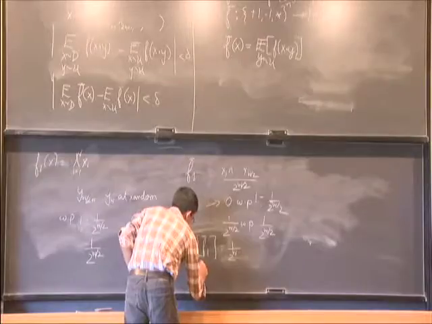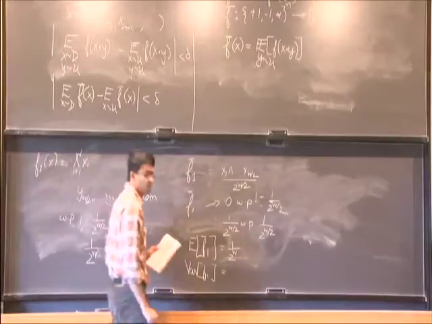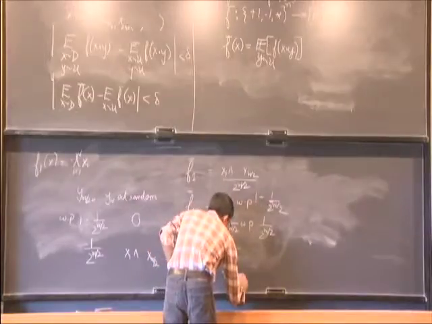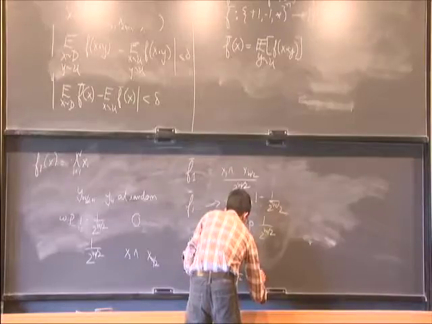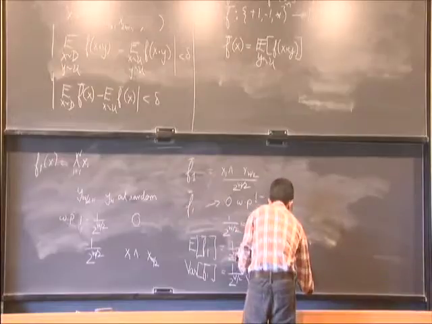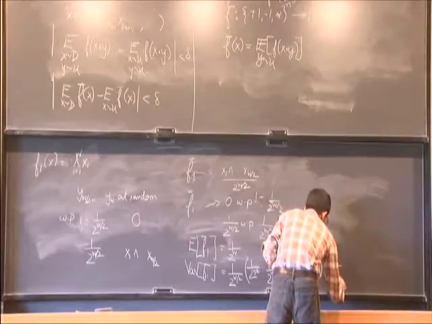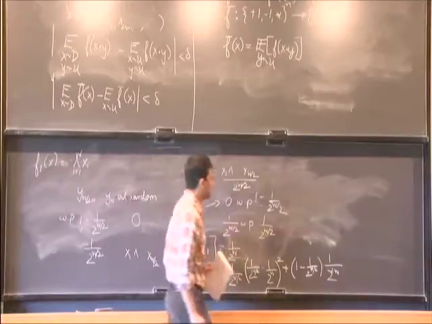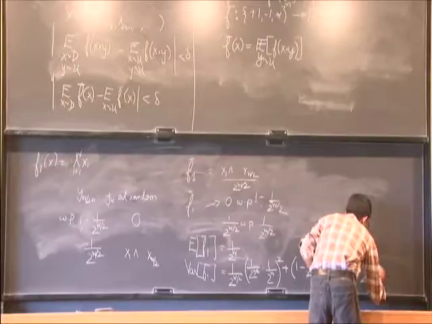But what is the variance of this now? Let's do this calculation. With probability 1 over 2 to the w over 2, I claim that I should get a large deviation, and with the remaining probability, I get a fairly small deviation. So the variance is approximately 1 over 2 raised to 3w over 2.